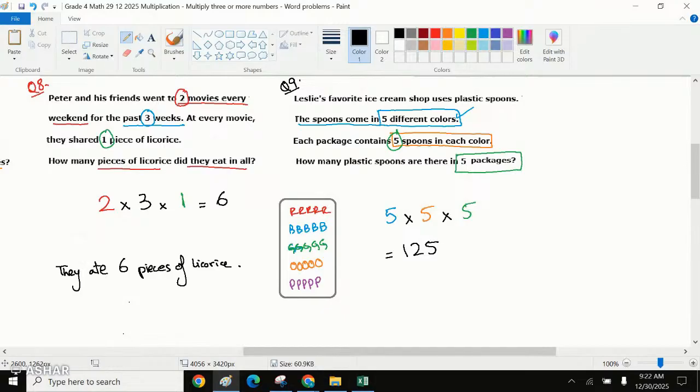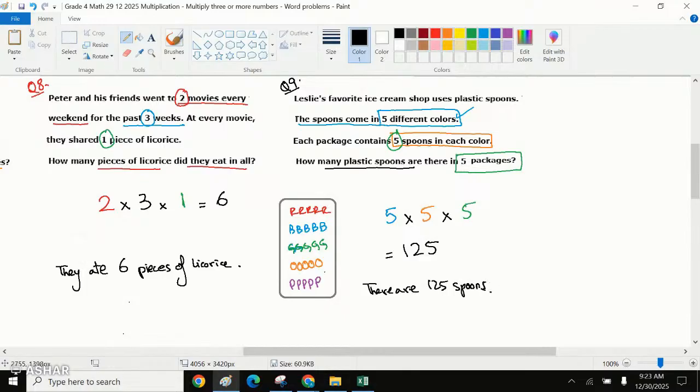And we always write the statement, right? I'll re-explain this question. There are 125 spoons. That's what we needed to answer. How many plastic spoons are there?